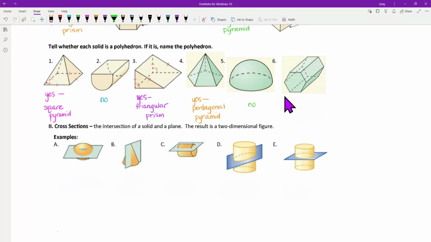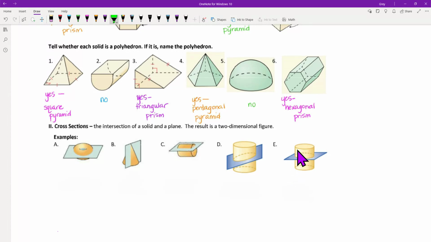Yes, this is a polyhedron. All right, this right here is a hexagon, and that right there is a hexagon, and all the other ones are rectangles. So my two hexagons are my base, and that's how I name it. So it's a hexagonal prism. All right, next, cross sections.